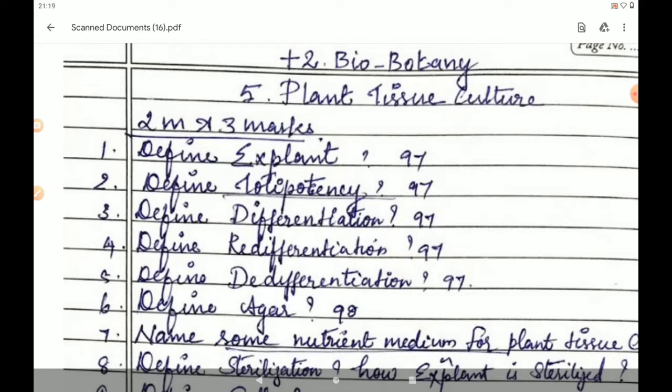Then third question is define differentiation. Differentiation: the process of biochemical and structural changes by which a cell becomes specialized in form and function is called differentiation.